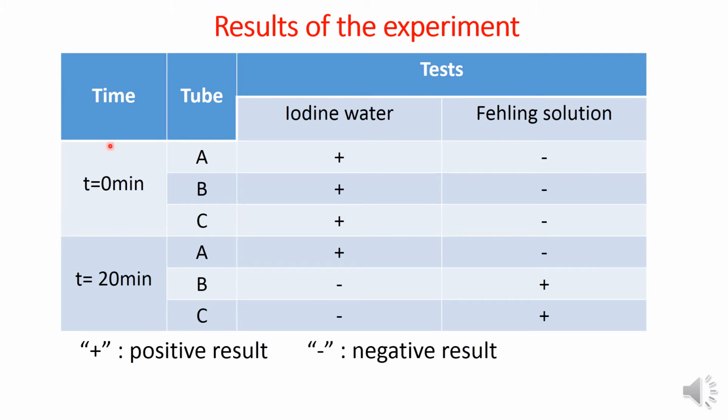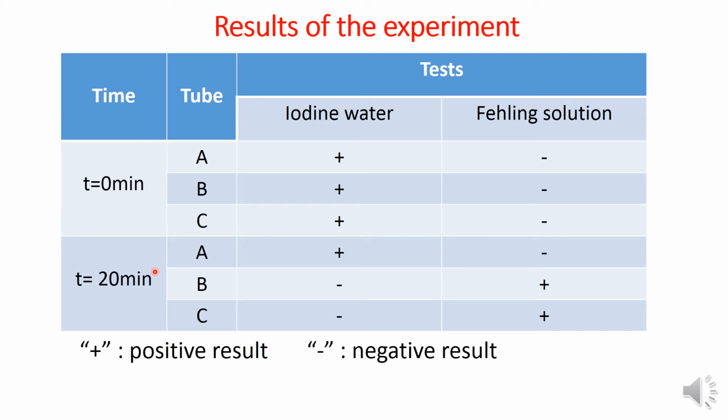At time t equals 0, tube A, which was containing distilled water and cooked starch, tube B, which was containing salivary amylase and cooked starch or starch paste, and tube C, which was containing starch paste and salivary amylase enzyme and also maltase enzyme, gave positive result with iodine water. This indicates that starch is present. And also they gave a negative result with the Fehling solution. This indicates the absence of reducing sugar.